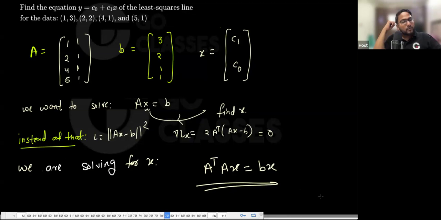Is this fine to everyone? Why are we solving this? Because we found our loss, took the gradient, and set it to 0, and after all of this process, it is like this. Let me know if that is fine to everyone. Sorry, I think I made a mistake. This is A transpose B.